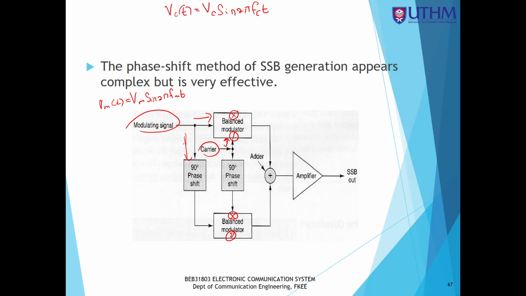Okay, it will become cosine. So it becomes like this. So VMT becomes VMT equal to Vm cos, because sine and cos, the difference is 90 degrees. Similar with the carrier. So the carrier becomes Vc cos 2 pi FCT.